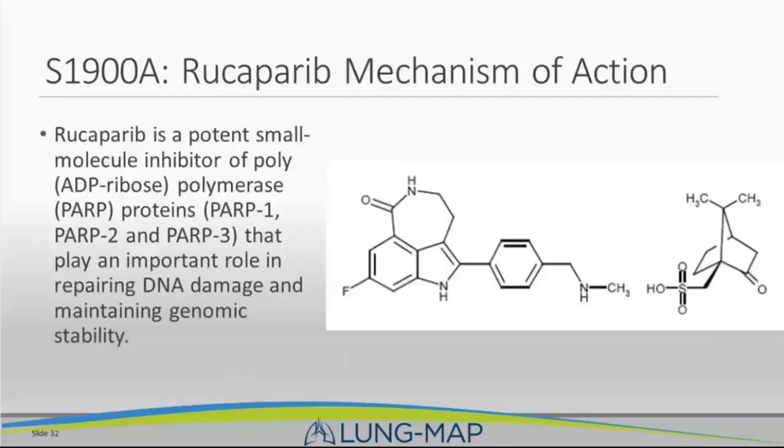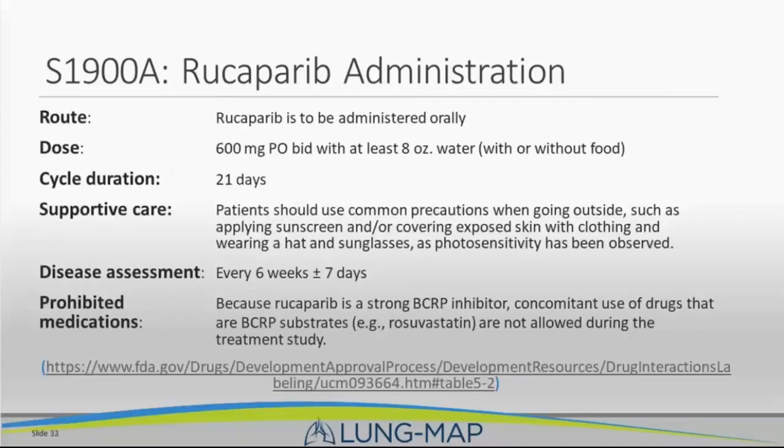In terms of mechanism of action, as mentioned, this is a small molecule inhibitor of poly-ADP ribose polymerase, PARP 1, 2, and 3, that play an important role in repairing DNA damage and maintaining genomic stability. Next slide, please. So rucaparib is administered orally, 600 milligrams twice a day with at least 8 ounces of water, with or without food. Each cycle is 21 days.